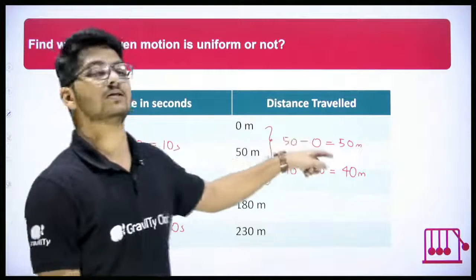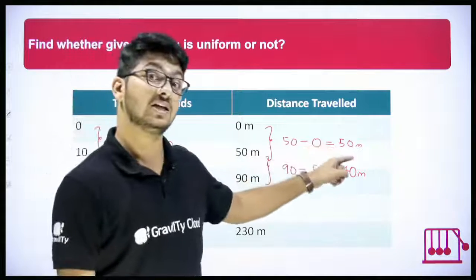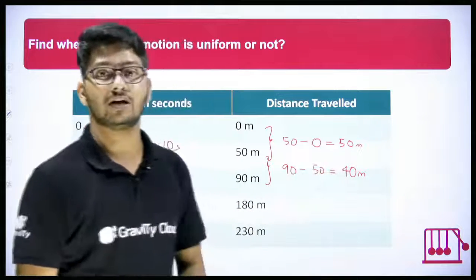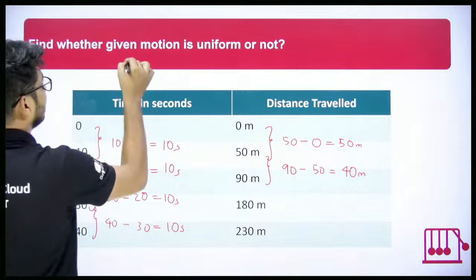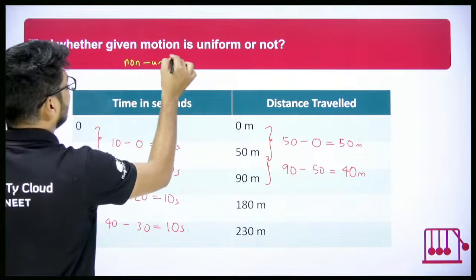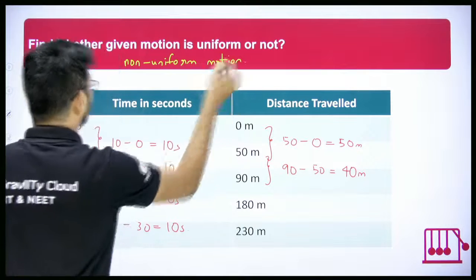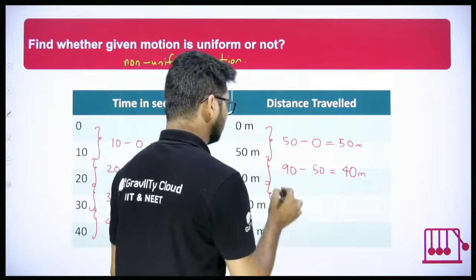So you can just look at this. 10 seconds and 10 seconds, equal time intervals, but the distance traveled is not equal. 50 meters, 40 meters. Distance traveled is not equal. So that means it is a non-uniform motion. Simple. You can even verify others, but it is actually proved.